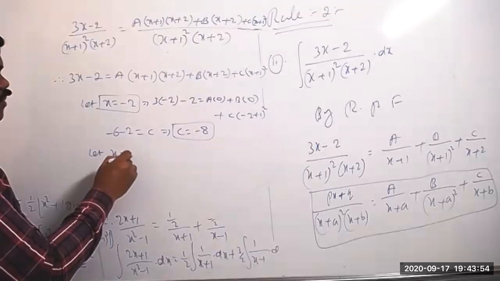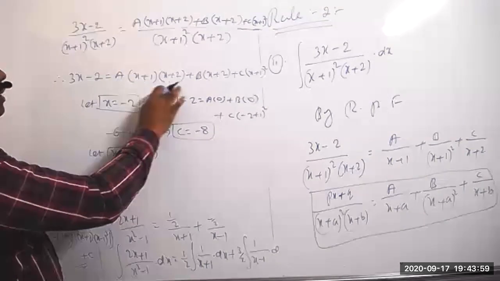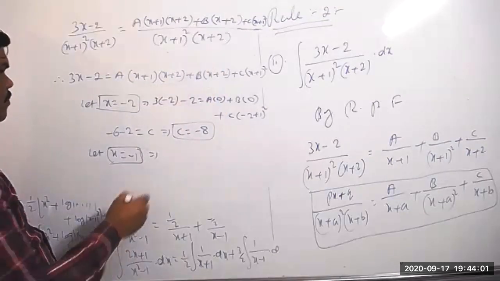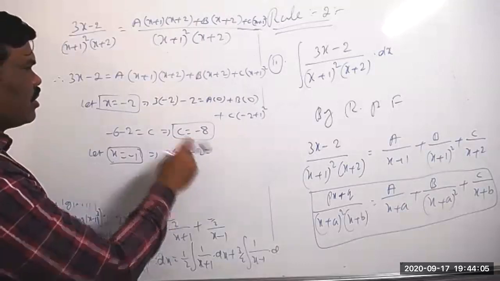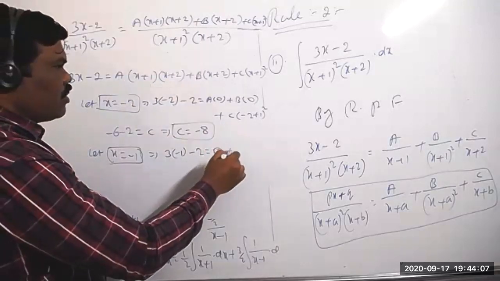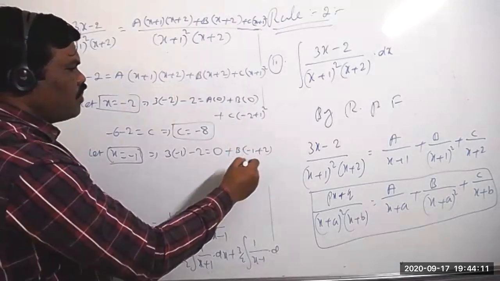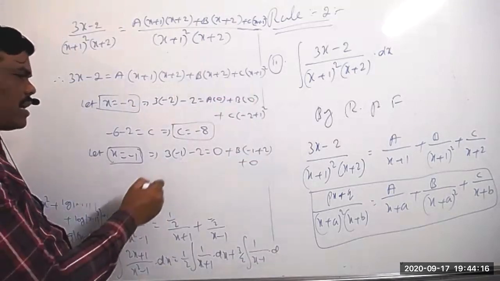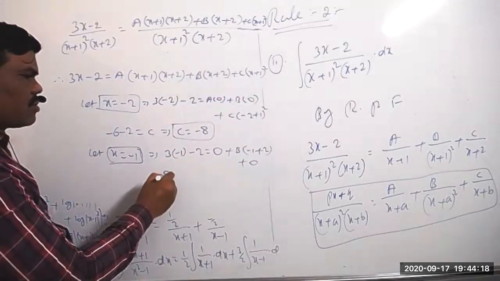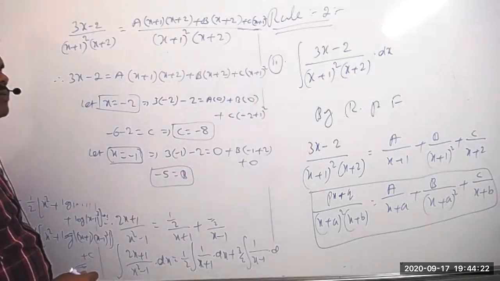Now take x equal to minus 1. So if we take x equal to minus 1, what happens? Again a will become 0 and c also becomes 0 only. So substituting there, 3 into minus 1 minus 2 is equal to a, which becomes 0, plus b into minus 1 plus 2, plus c, which also becomes 0 only. Clearly 3 into minus 1 equals minus 3. Minus 3 minus 2 equals minus 5 equals b. So the value of b equals minus 5.